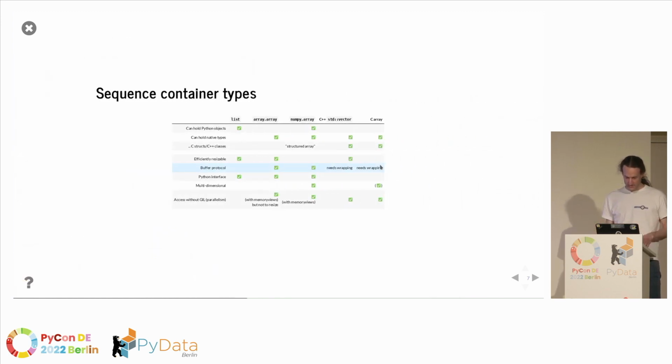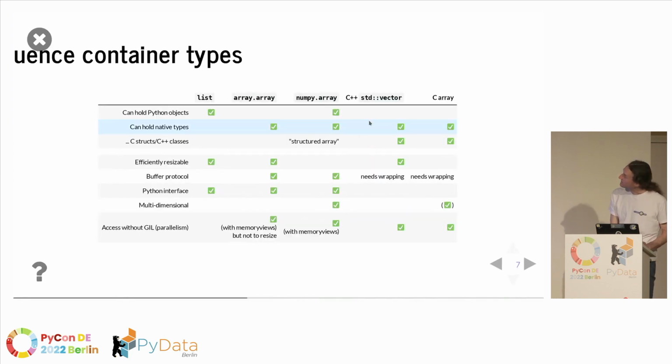So the sequence container types, you've seen lists, Python array, and NumPy. Now we can also use a C++ vector. I can make that a bit bigger. C++ vector as a data type, and C arrays. All of these are just available for you as soon as you start using Cython.